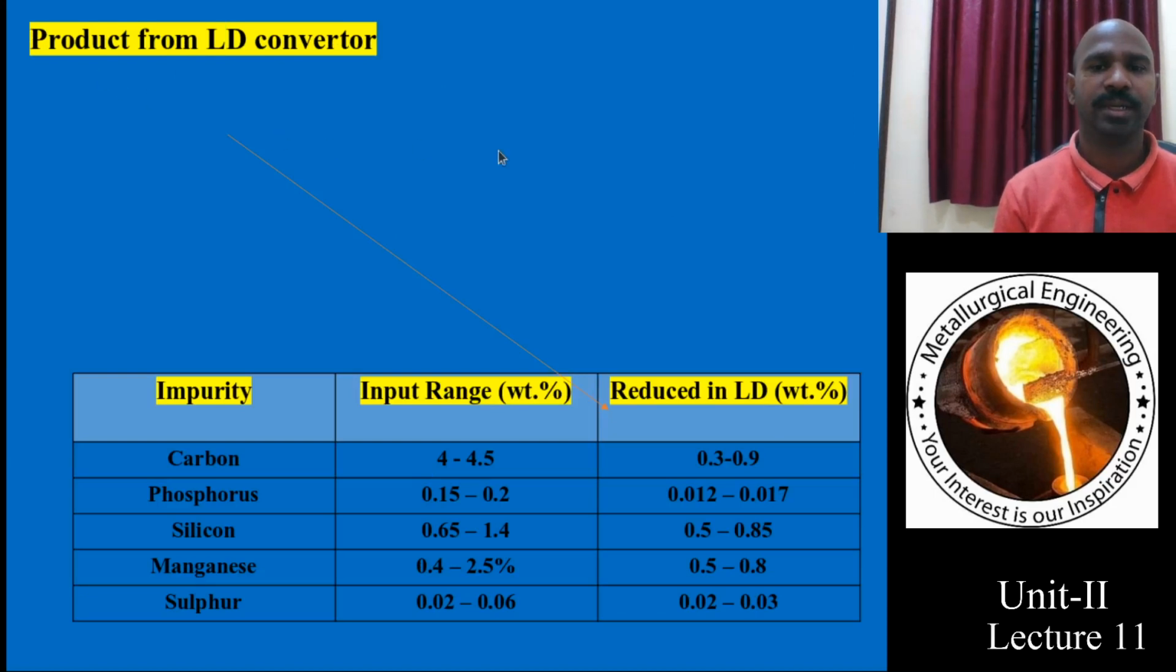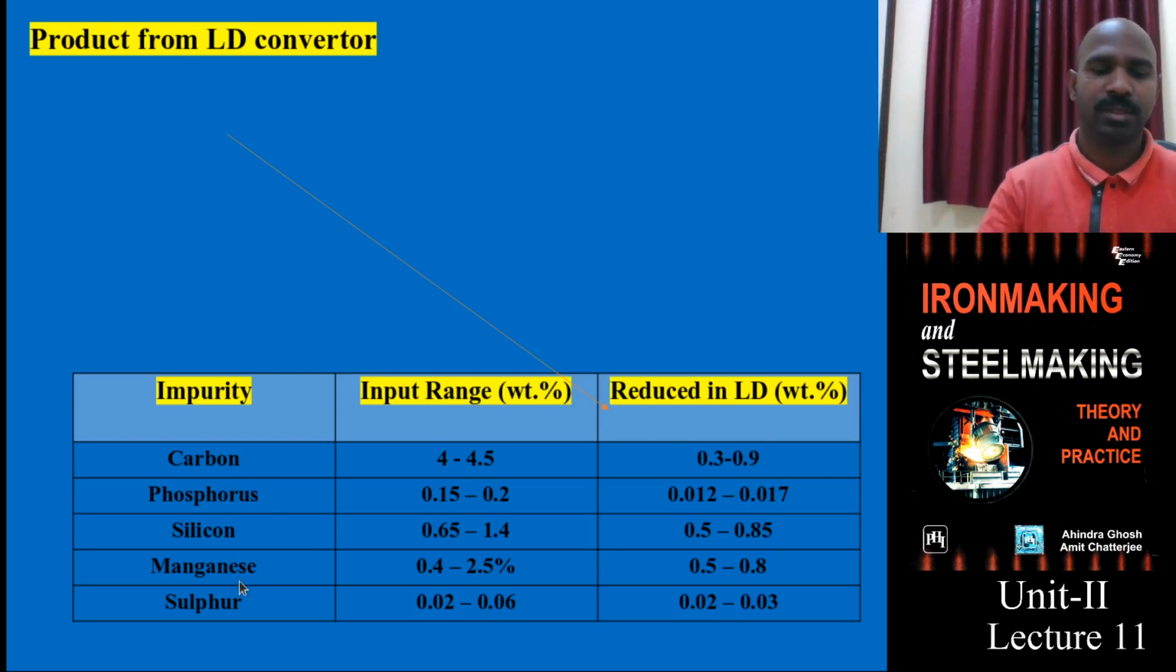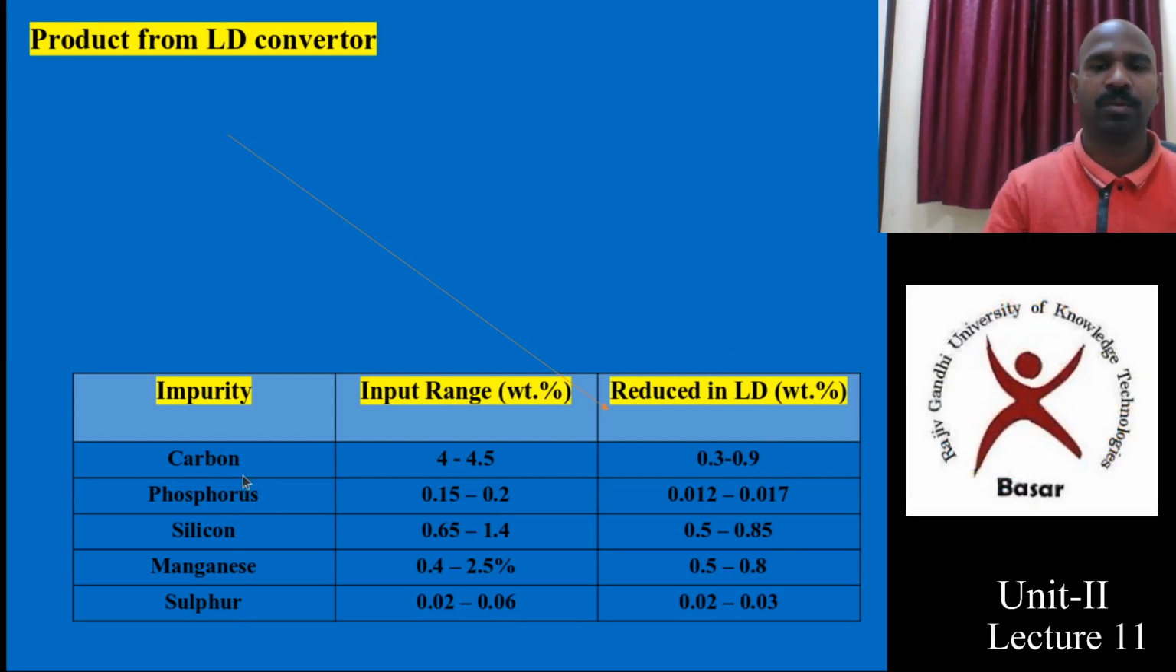These are the products input as pig iron. It is given to the LD converter for steelmaking. The output came out with carbon, phosphorus, silicon, manganese, and sulfur, the main 5 elements. The rest is iron, and the impurities are reduced. This much amount is removed from this.